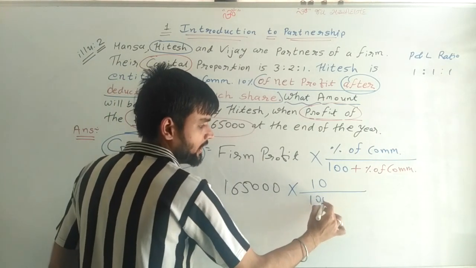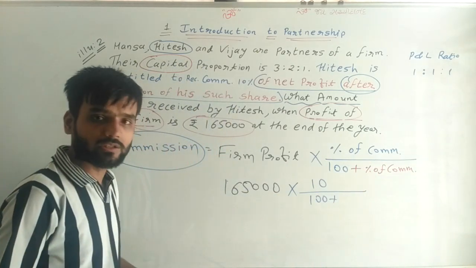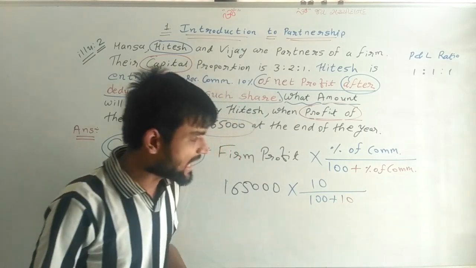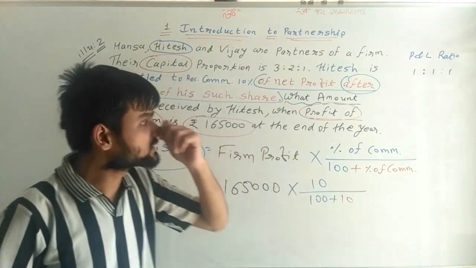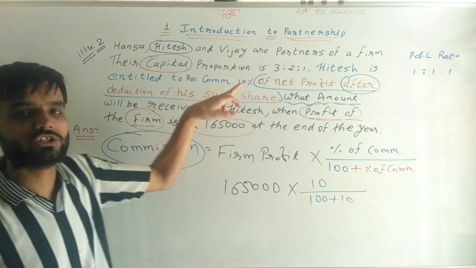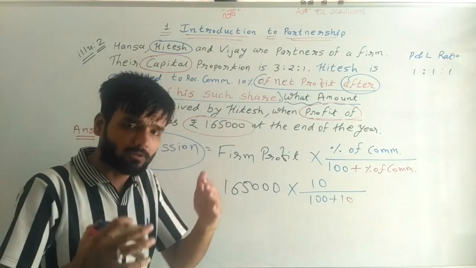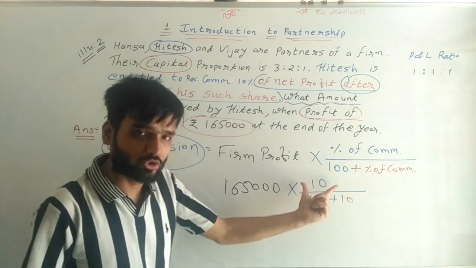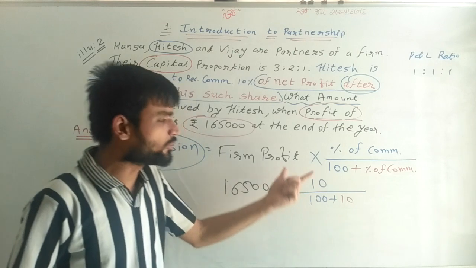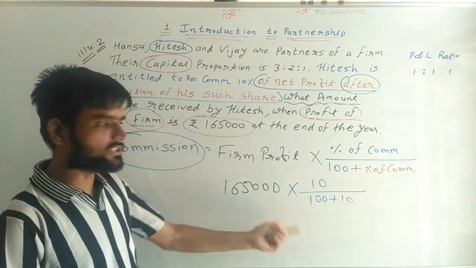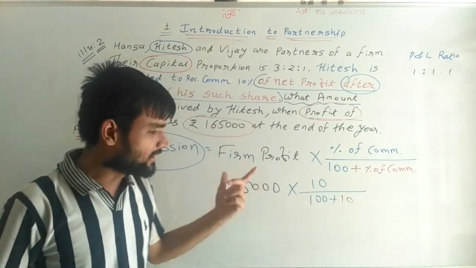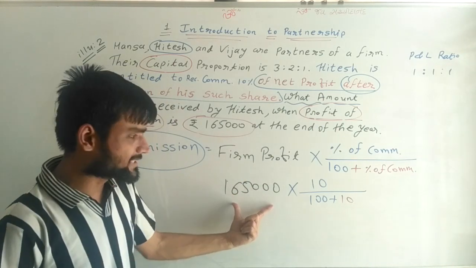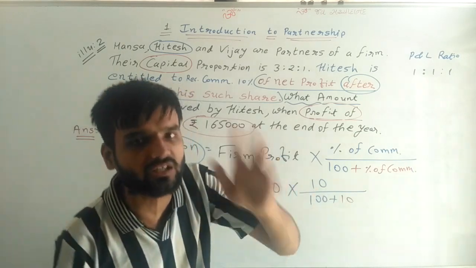Divide by 100 plus percentage of commission. So 100 plus 10. Sir, why have we added this? Because the statement is given after deduction of such commission, and we will clear the concept later. So 1,65,000 into 10 upon 110. If 20% is given, then 1,65,000 into 20 upon 120. Suppose the commission percentage is 30, then 1,65,000 into 30 upon 130.